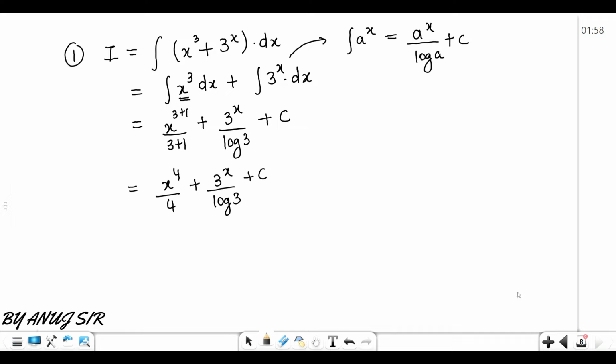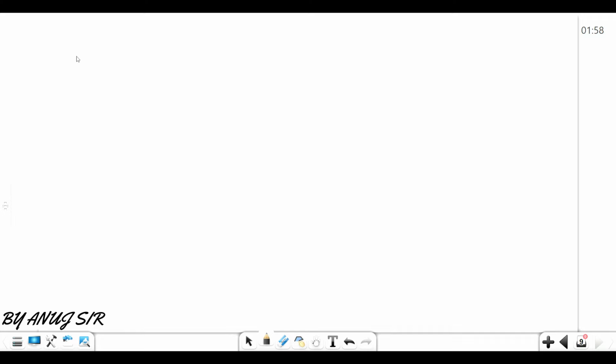Next, question 2. Here we are going to find the integration of tan x plus cot x, the whole to the power 2, dx. Now the problem here is, we have the formula of tan x and the formula of cot x, but here we have tan x plus cot x, the whole raised to power 2.